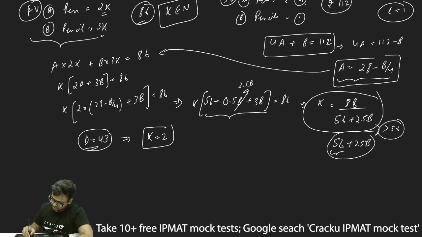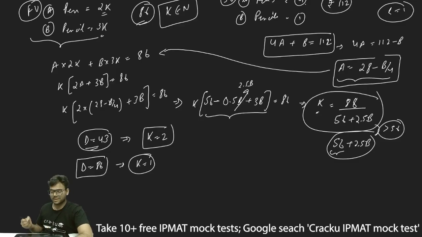So if I want the value of k as an integer, what I have to take is d equal to 86. If I take the denominator as 86, I'll get the value of k equal to 1. Now is it possible? Can I get the denominator as 86? So I have to substitute the value of the denominator as 86 and check whether b is an integer or not. So I'll write 56 plus 2.5b is equal to 86. Now if b is not an integer value, then denominator 86 is also not possible.